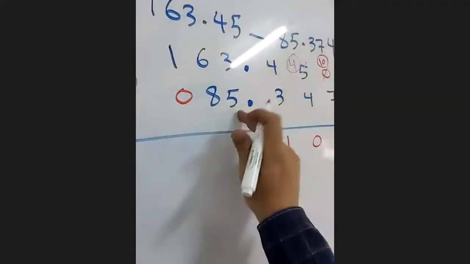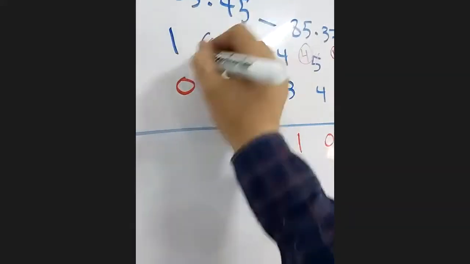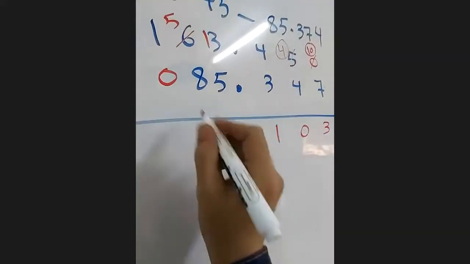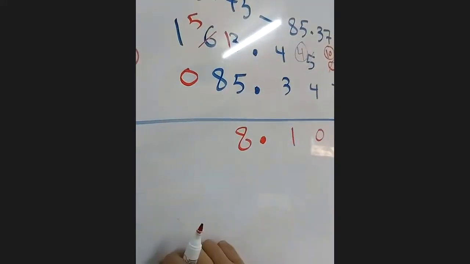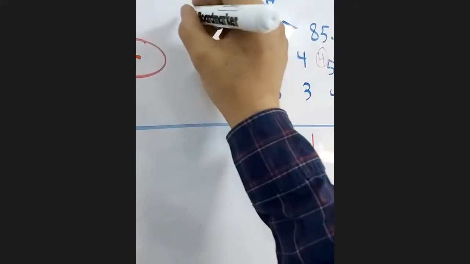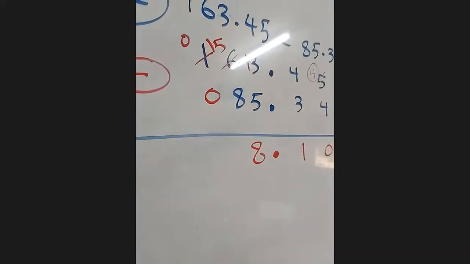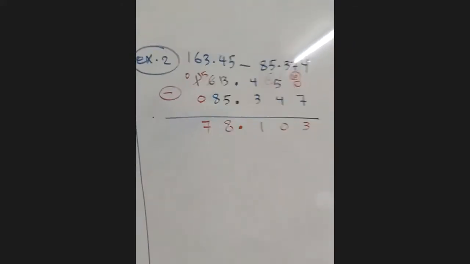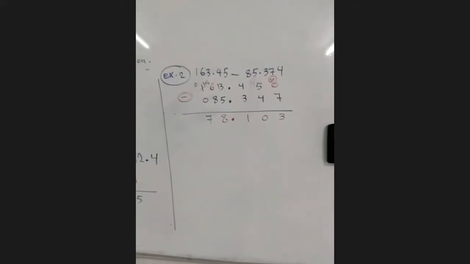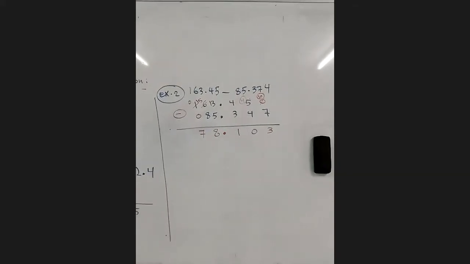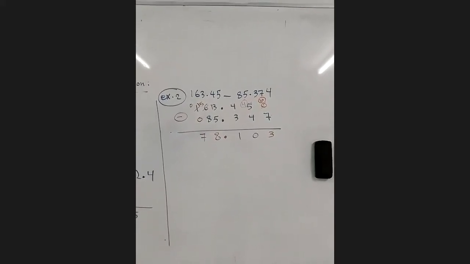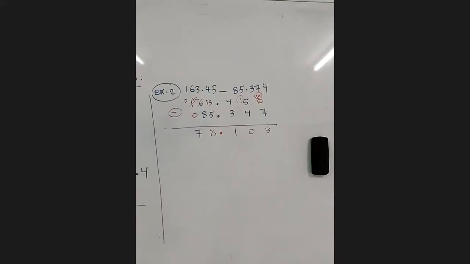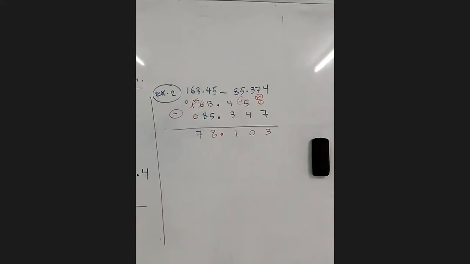Now 3 minus 5 cannot be. Borrow 1. This will be 13. 13 minus 5, 8. 5 minus 8 cannot be. Borrow 1. The 5 will be 15. Minus 8, 7. So the answer is 78 and 103 thousandths. This is example 2.